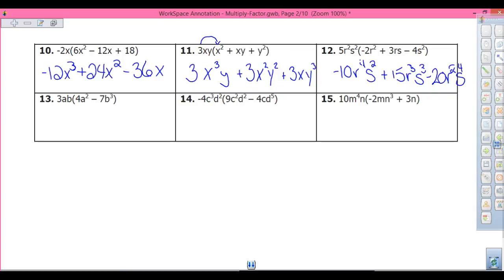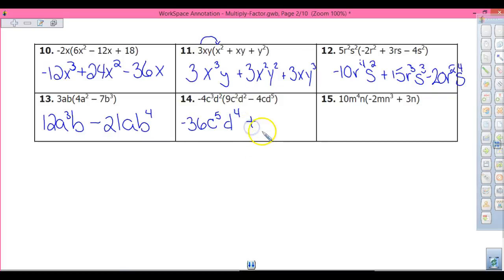All right, so if we look at 13, we should have a cubed b minus 1a b to the 4th. Okay, 14, we should have negative 36c to the 5th, d to the 4th.